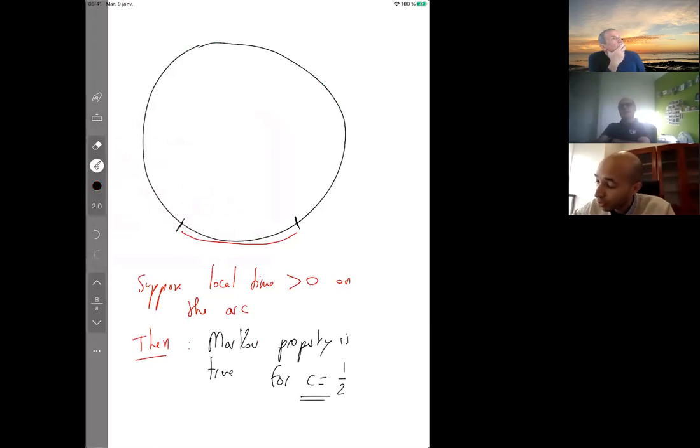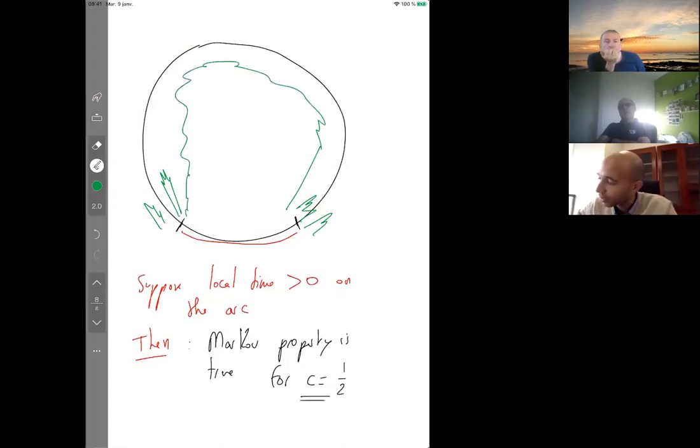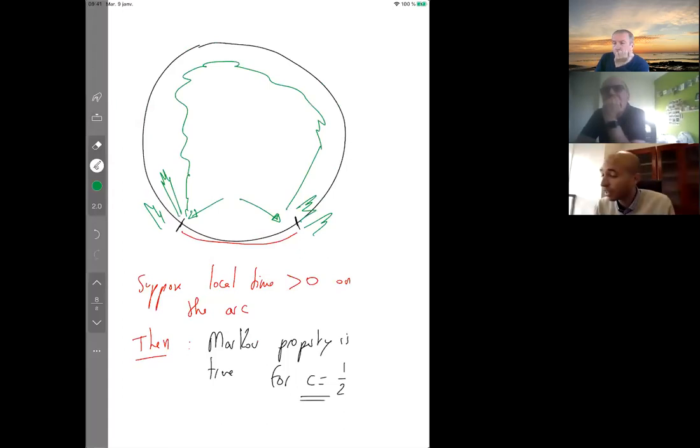So what is this Markov property? It states that if you look at the trace of the loops outside the explored arc, so you can also have crossings like this, then the law of the green curves only depends on the local time at the boundary of the arc. And it will be independent of the occupation field of the local times inside the arc. So that's the Markov property I want to state.